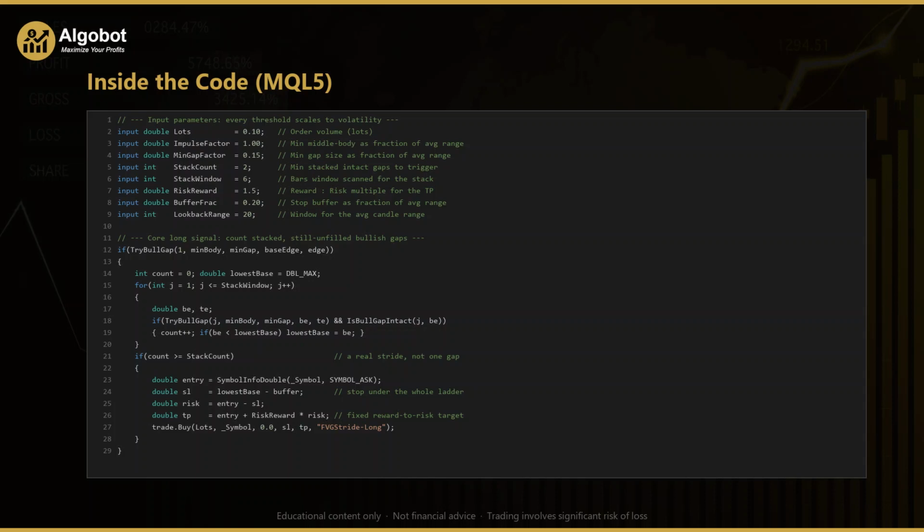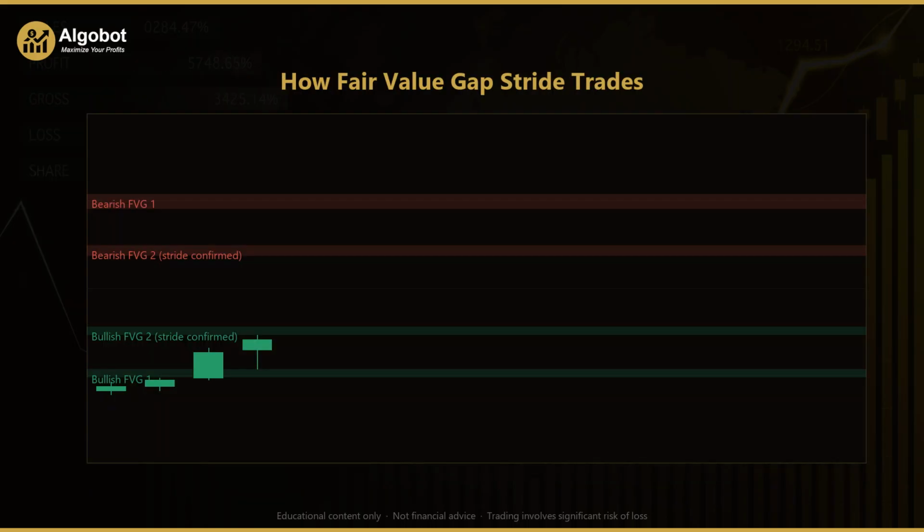Then comes the trigger. If the count reaches the stack count, the EA reads the ask price as the entry. It places the stop at that lowest base minus the buffer, computes the risk as entry minus stop, and sets the take profit at the reward to risk multiple of that risk above entry. Finally, trade.buy sends the market order. The short side is the precise mirror of everything you see here. Let's bring this to life on the chart.